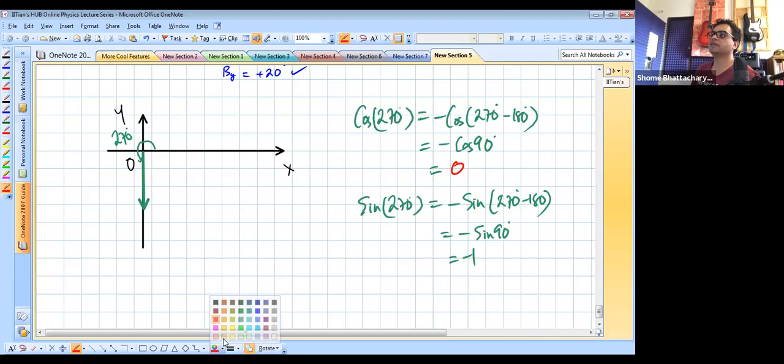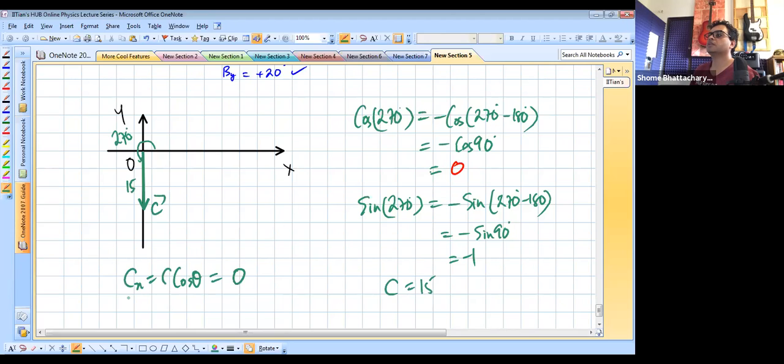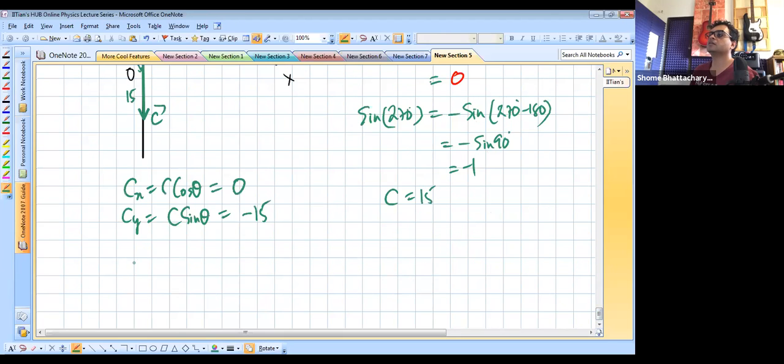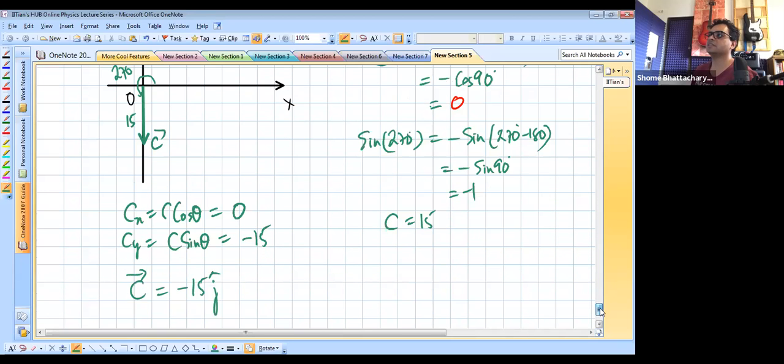And what about the magnitude of the vector? We just saw, the magnitude of the vector is whatever it was, 15, I think. So 15. So the vector C will have x component C cos theta. So that is becoming 0 because cos theta is 0. Whereas the y component is C sin theta. So C is 15 in magnitude, but don't forget that sin theta is -1, so it's -15. So in component form, the vector C will be written as -15 j cap.